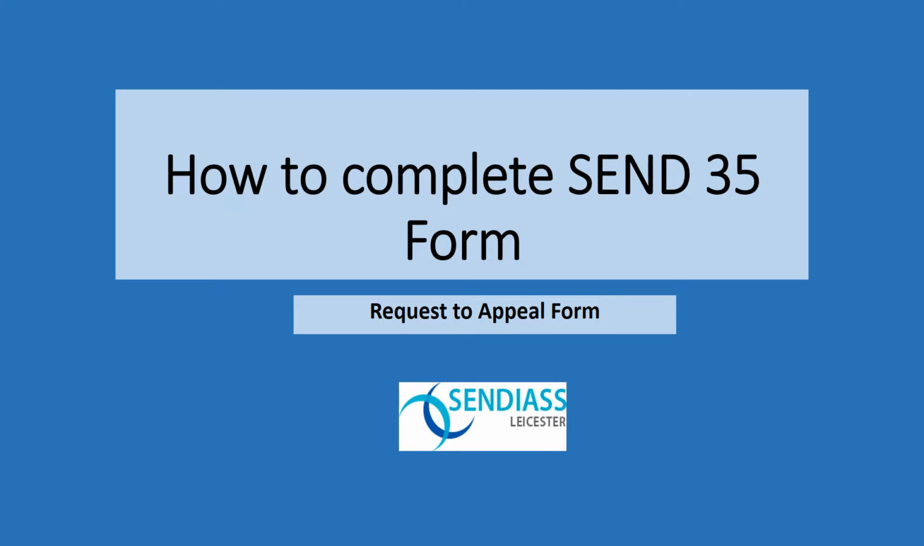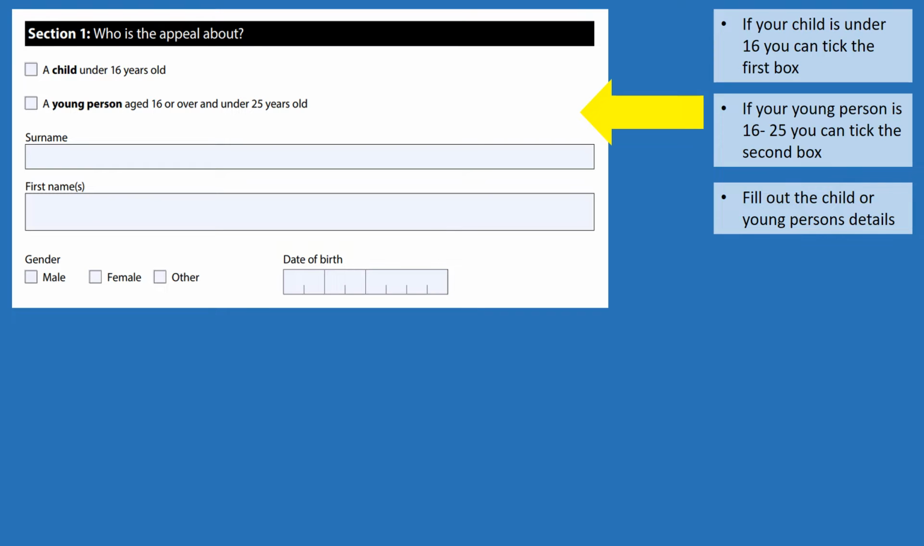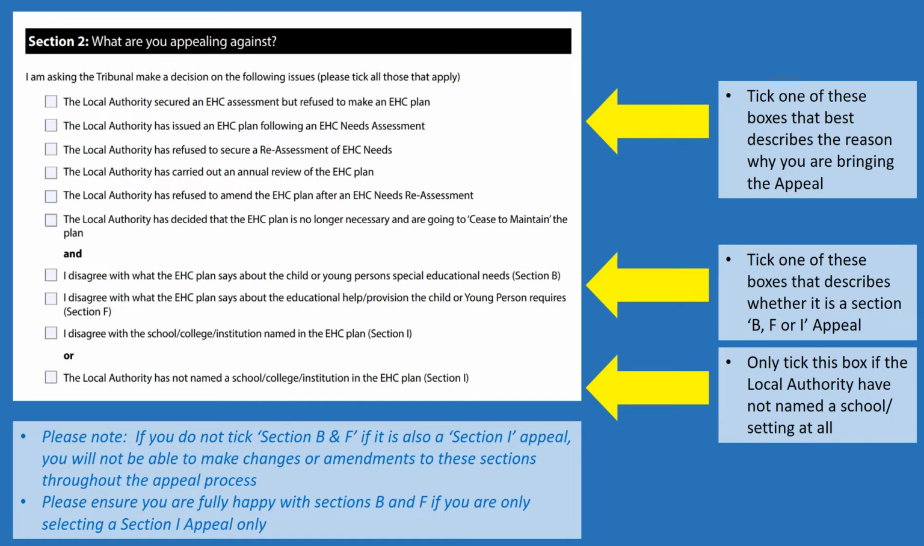Please note that not every section may need to be completed, therefore you can just write non-applicable or leave it blank. Section 1. Who is the appeal about? Here you need to complete the child or young person's details. Section 2. What are you appealing against? Tick the box that best describes the reason why you are bringing the appeal.